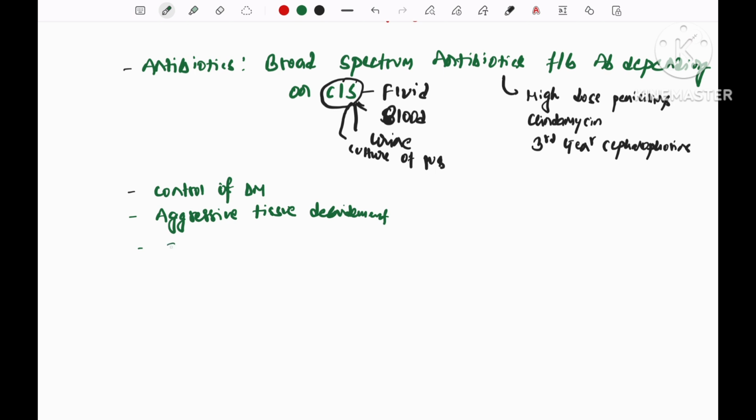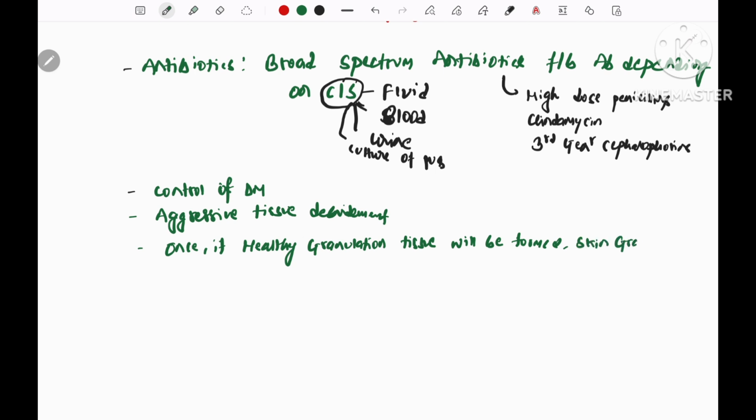Once healthy granulation tissue is formed, what we do, skin grafting is done.